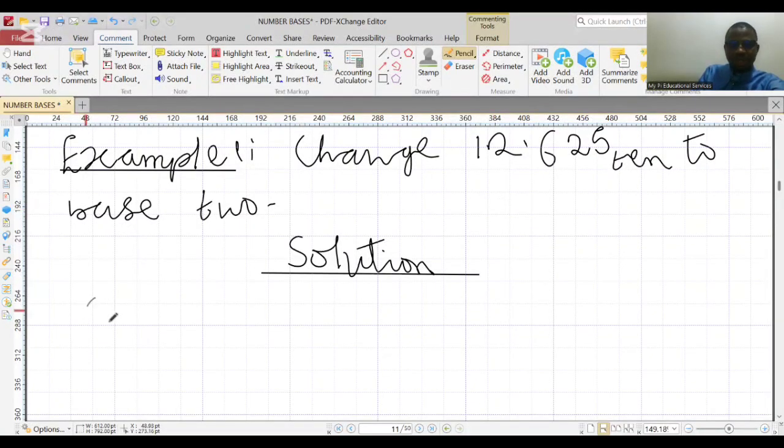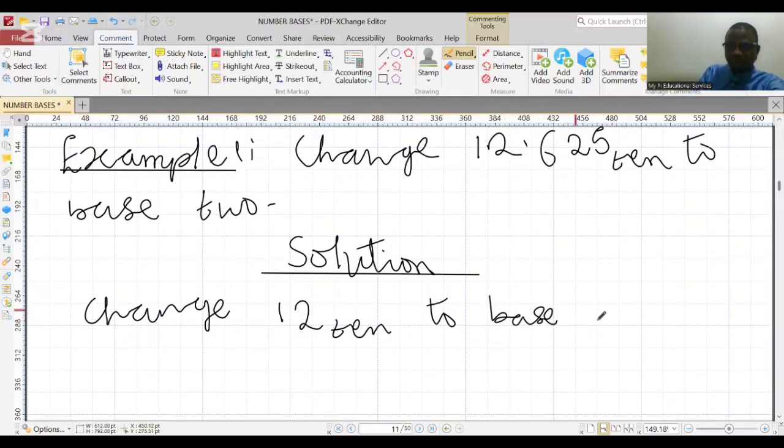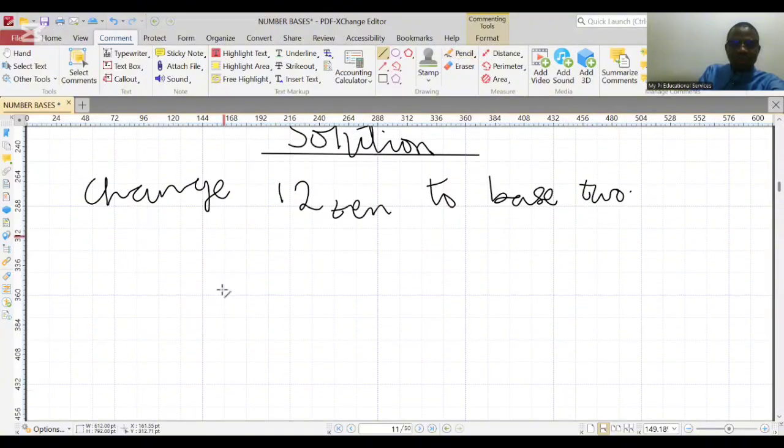So change 12 in base 10 to base 2. So how do we change this to base 2? So we draw our line as usual. So we have 12, then we keep dividing by 2 because we are changing to base 2.